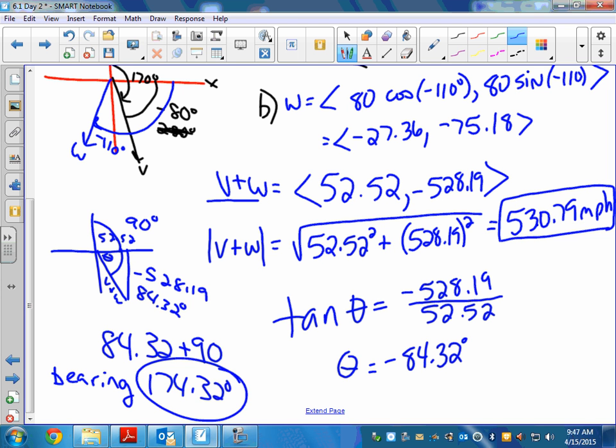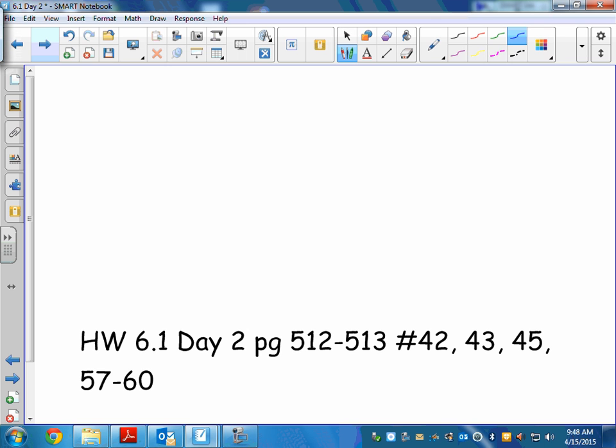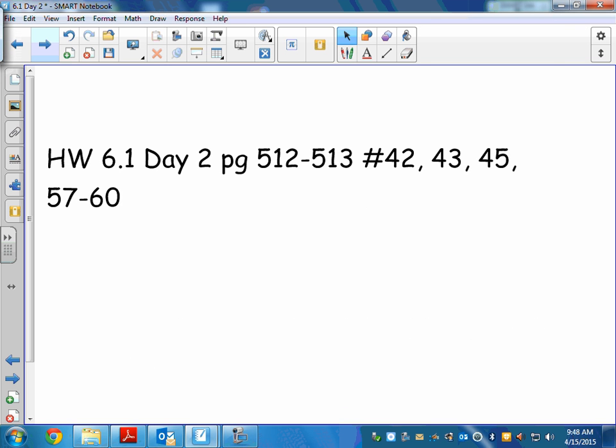45 is the one that's odd, so you can check your answer. There should be work to go with that, right? You shouldn't just be able to magically say you got the answer. 42 and 43 are like our first example, where they just give you whatever and ask you to find the component form, so that's not that bad to do. 45 is like the one we just did.